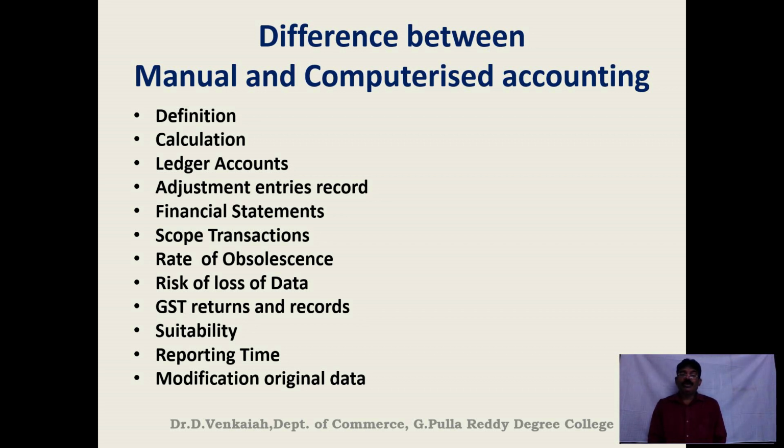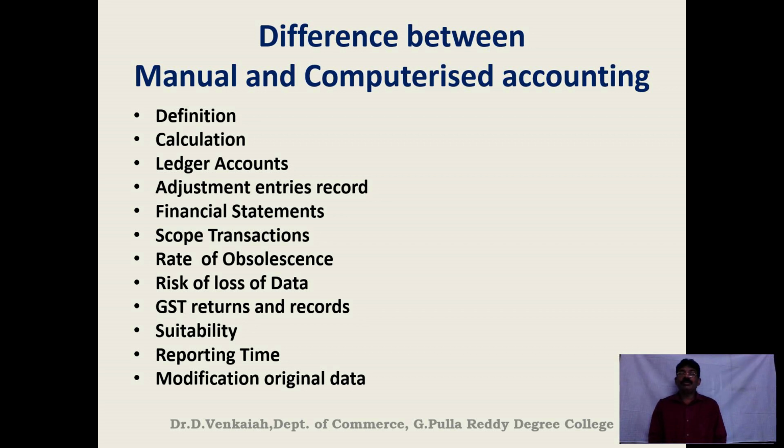Rate of obsolescence. In manual accounting, there is no obsolescence itself, but in computerized accounting, hardware or software may be upgraded. Then the old versions, which we purchased by putting in a lot of money, become unused. So one disadvantage of computerized accounting is that software may become obsolete. Risk of loss of data: if a virus enters our computer because we have not taken proper care, there is a possibility of losing data. In manual accounting, loss of data is very low, unless there are fire accidents or the like.